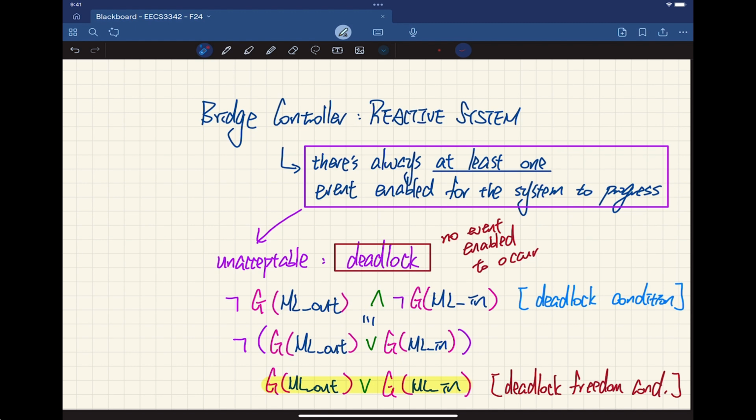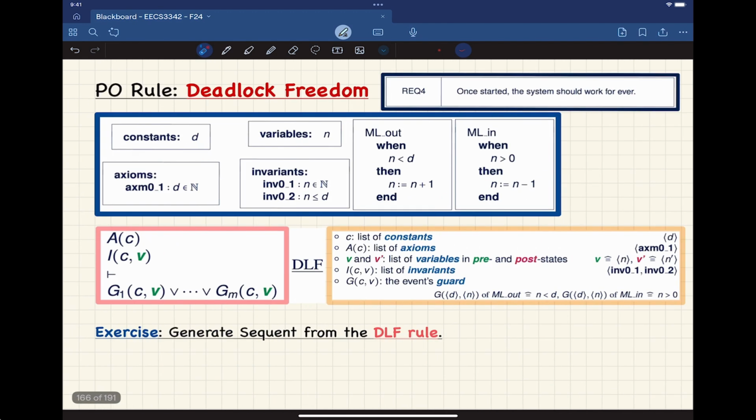All right. If no further question, let's now see the actual proof obligation rule. It'll be very smooth once you understand how this is derived. All right, so the proof obligation here goes like this. We've got a sequent over here. So DLF stands for deadlock freedom.